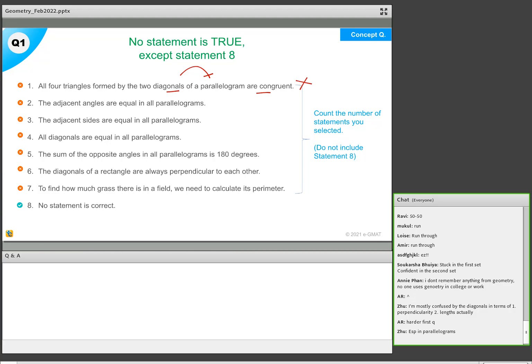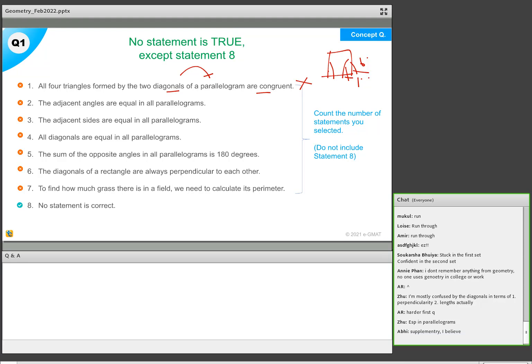The adjacent angles are equal in all parallelograms. Actually, the adjacent angles sum up to 180 degrees. If you take your typical parallelogram, if this angle is 60, this angle is also 60. The adjacent angle is this one. It is actually 120. So you cannot say adjacent angles are equal. Actually, the adjacent angles sum up to 180 degrees, which makes them supplementary. I could be wrong. Complementary, I believe, is 90, so supplementary. Thanks for the correction. Absolutely. So they sum up to 180 degrees. Let's avoid the jargon entirely.